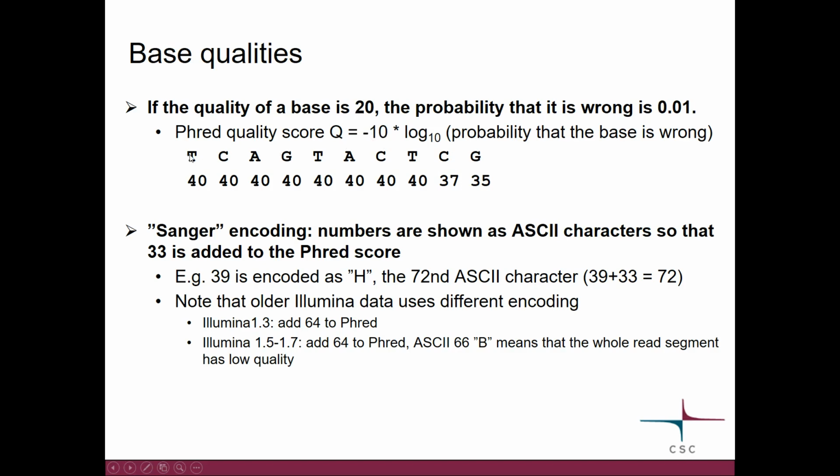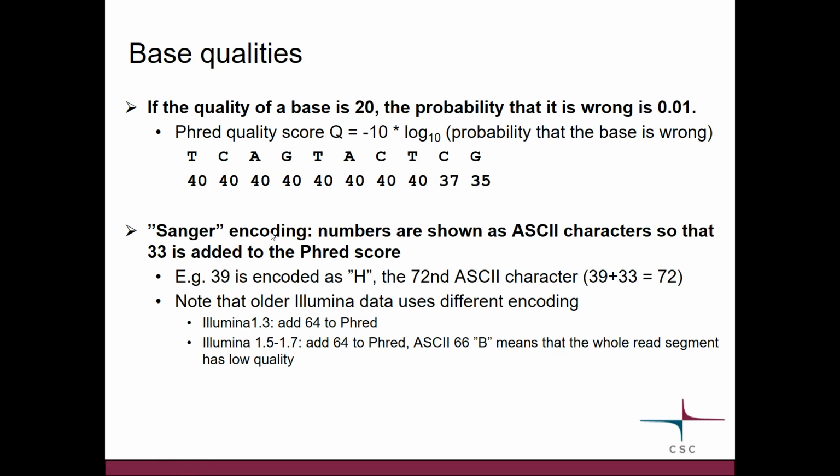Now, in a similar way for each base, the base quality value is calculated. So essentially each base has a quality number attached. However, it has been decided that we don't enter these numbers in the FastQ file, but we convert the numbers to so-called ASCII codes using the Sanger encoding.